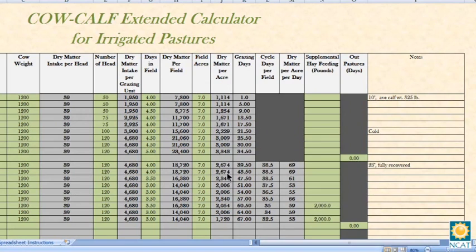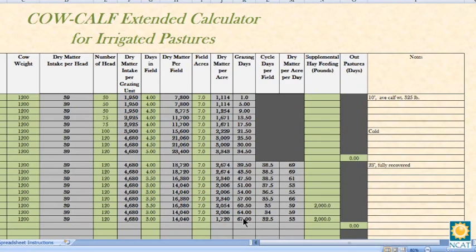We start out okay. We're feeding our cows and calves all right. Then about midway through the cycle, we're starting to get less and less dry matter per acre. In this particular case, it was due to cold at the end of May and the beginning of June. We can't do anything about the weather, but what we can do is supplement feed with hay or else create an out pasture.